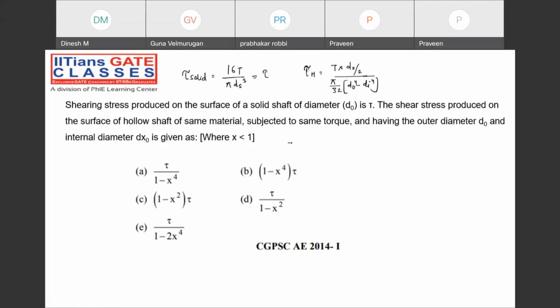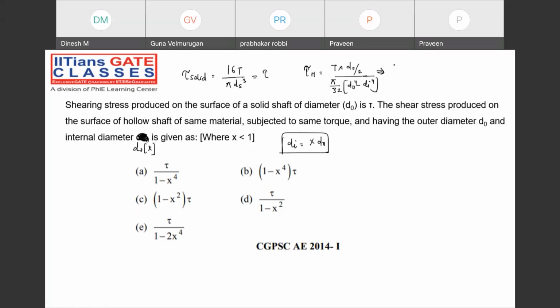They mentioned clearly that di is nothing but x times of d naught. Right? See, it is not d x naught, it is d naught into x. Understanding or not, all of you? All of you understanding the relationship that has been proposed? It is d naught into x.